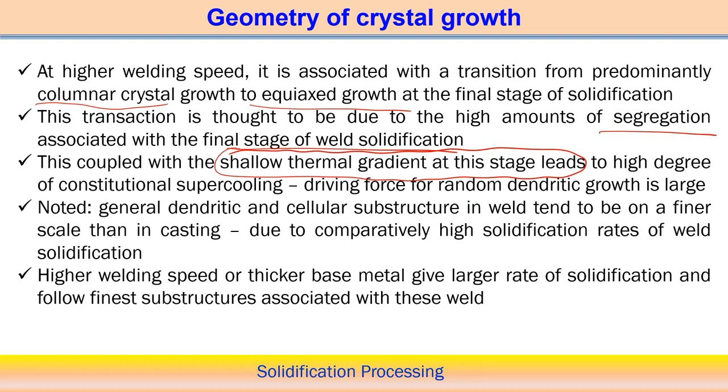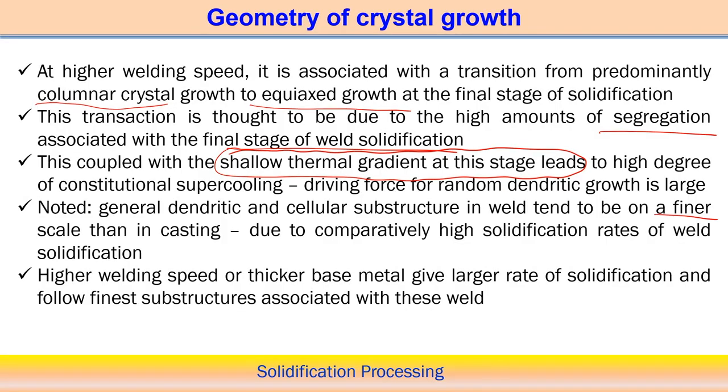So the center point will try to promote an equiaxed kind of structure. One driving force is that it will create some kind of segregation tendency at the spot. At the same time, the shallow thermal or temperature gradient at the last stage also occurs, and that is associated with a high degree of constitutional supercooling. All of these are driving forces to form the equiaxed structure, since the dendritic growth is basically large and tries to promote the formation of the equiaxed structure.